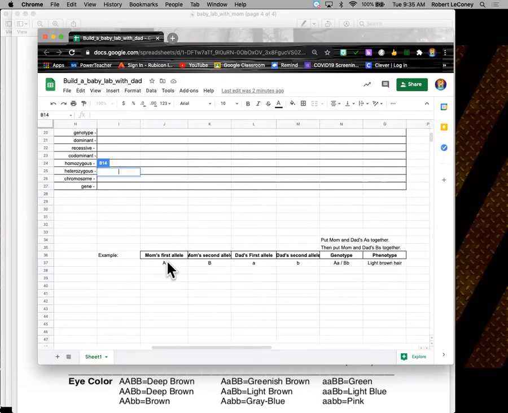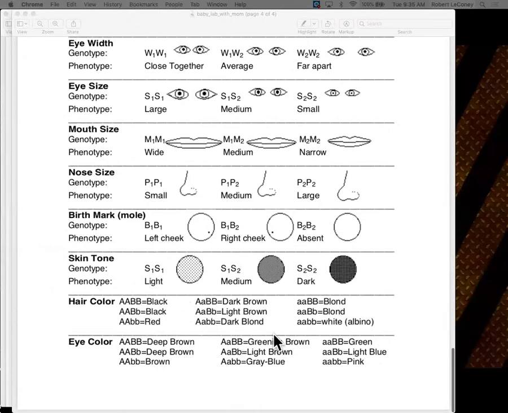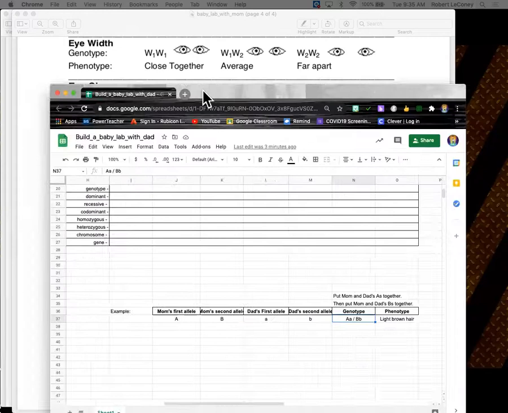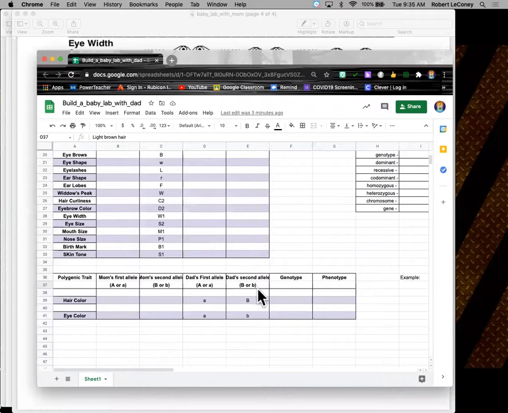If mom gave a capital A, and the second one is going to be B, if mom gives a capital B, and then dad gives a lowercase a and a lowercase b, then you are going to put mom's A's and dad's A's together, and then mom's B's and dad's B's together. And then you find what that is down here. We had a capital A and a lowercase a and a capital B and a lowercase b, and that gave us light brown hair. And I wrote light brown hair. This is an example. You're actually going to use these.